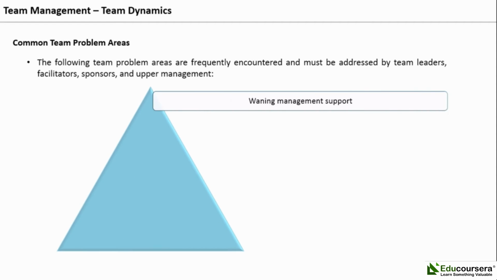Waning management support. Symptoms of this problem are: the supporting champion leaves. There is an increasing need for top management stimuli. There is lip service without action by mid-management. There are delays in implementation of projects. There is passive rather than active management support.